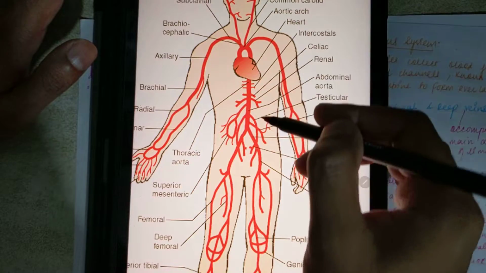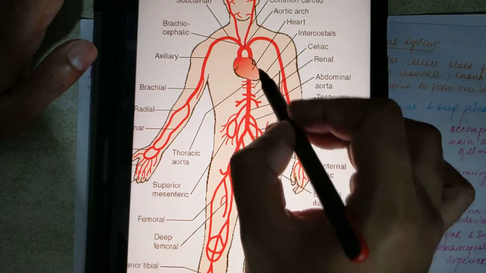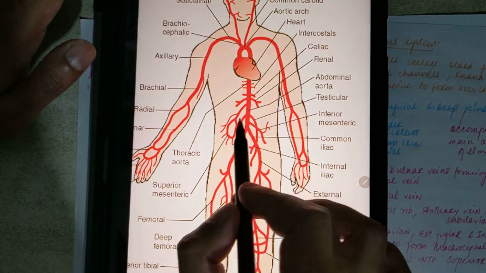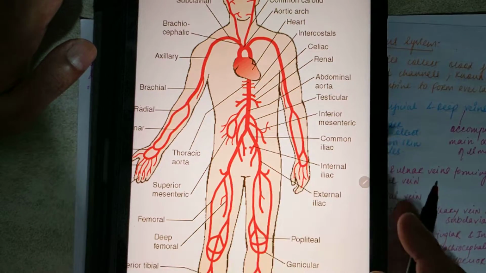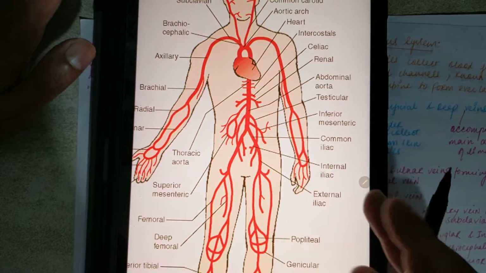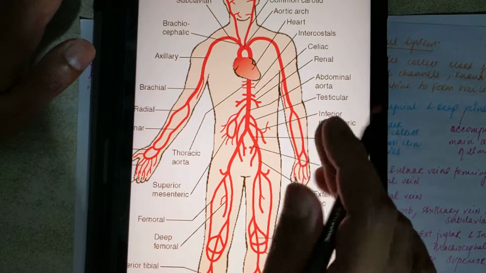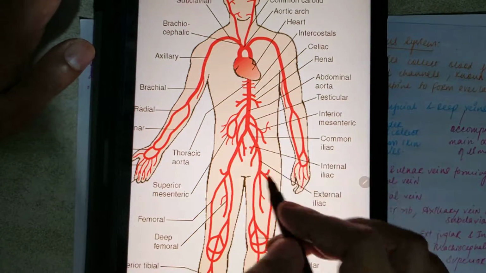Like this, we further have divisions of the aorta. Till the thorax we have the thoracic aorta. When it reaches the abdomen, it is the abdominal aorta, till this part. You get a marking here, abdominal. Okay, so this is the abdominal aorta.